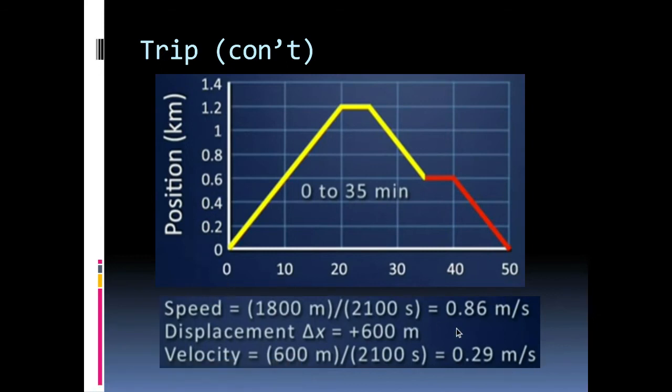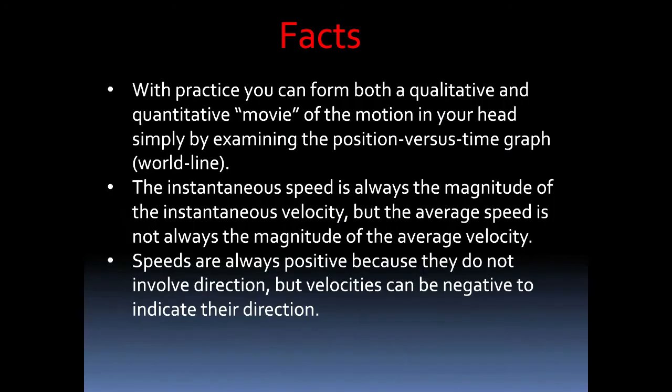So notice the speed and the velocity are not equal in magnitude. And this has to do with the nature of displacement. Distance just keeps adding up the more you move. But displacement depends on your initial position and your final position. It is a vector. It's a directed line segment.